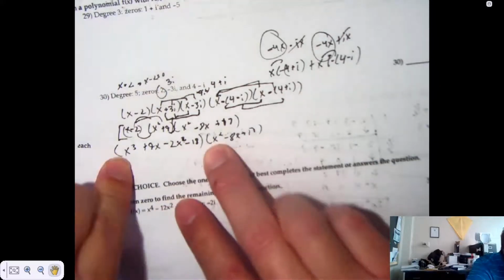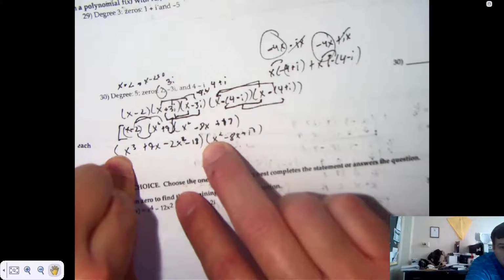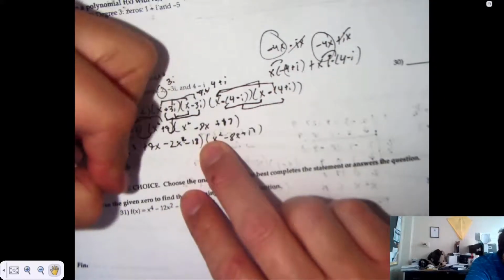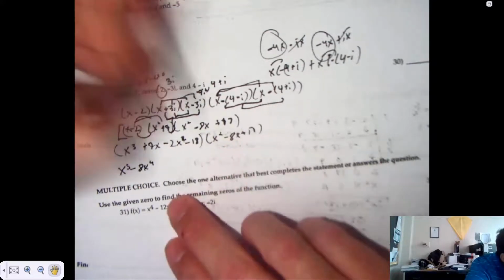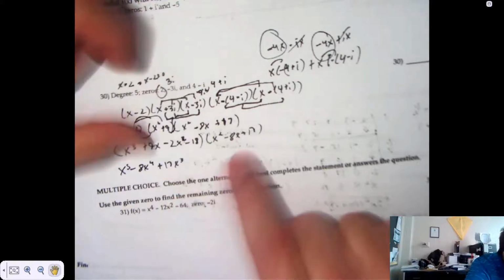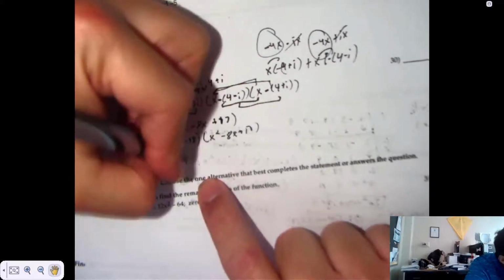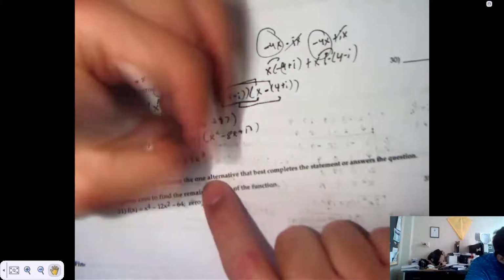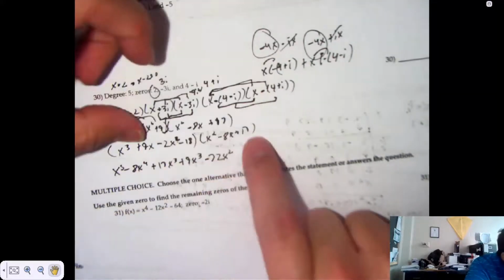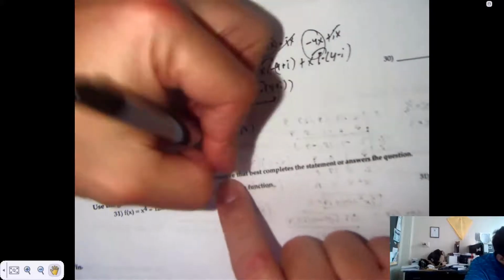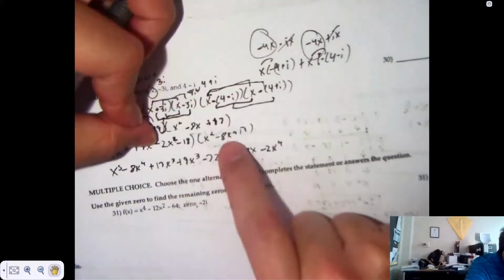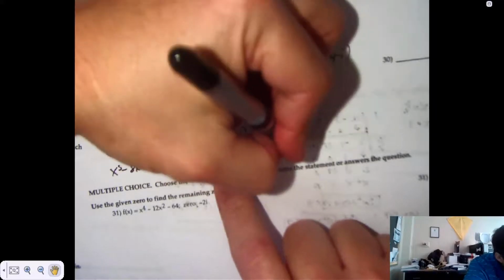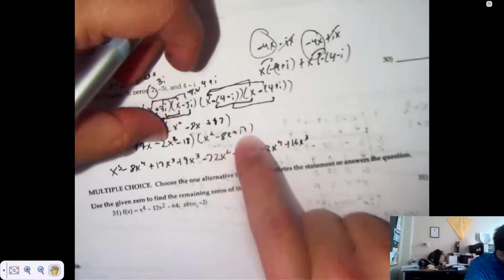So I'm going to x cubed everything. X cubed times x squared is x to the 5th. X cubed times negative 8x is minus 8x to the 4th, plus 17x cubed. Then I'm going to 9x everything: plus 9x cubed, minus 72x squared, plus 153x. Then negative 2x squared everything: minus 2x to the 4th, plus 16x cubed, minus 34x squared.